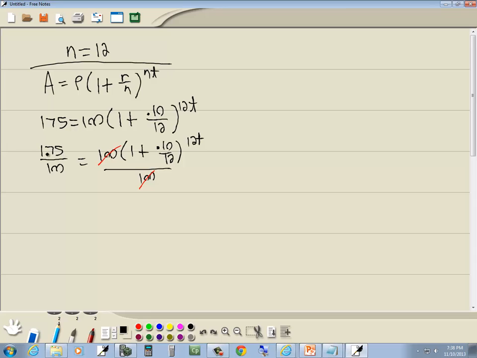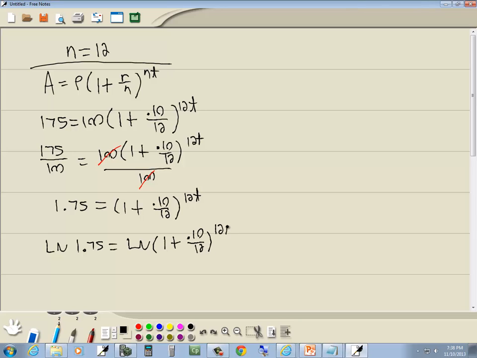If I put 175 divided by 100 in my calculator, I'd get 1.75. So I might as well simplify that a little bit, make my life a little bit easier: (1 + 0.10/12)^(12t). Step 2, take the natural log of both sides. So we have the natural log of 1.75 is equal to the natural log of (1 + 0.10/12)^(12t).